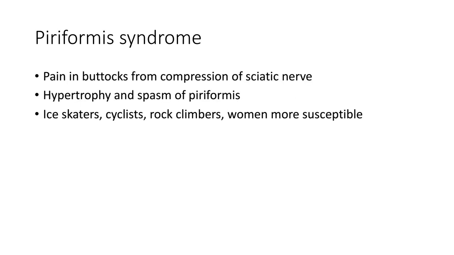Piriformis syndrome is another condition. Piriformis syndrome is when a person gets pain in their buttocks from compression of the sciatic nerve because of the piriformis. The piriformis hypertrophies or spasms, and then it compresses that sciatic nerve. This is seen frequently in people like athletes, like ice skaters or cyclists or rock climbers, where they are hypertrophying that piriformis by the motions that they're doing with those activities. And women seem to be more susceptible to this.